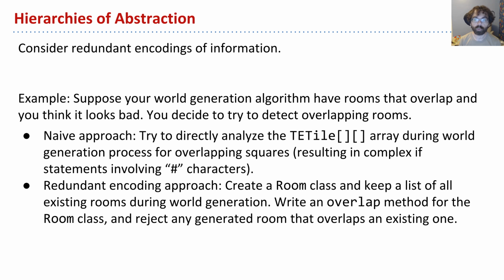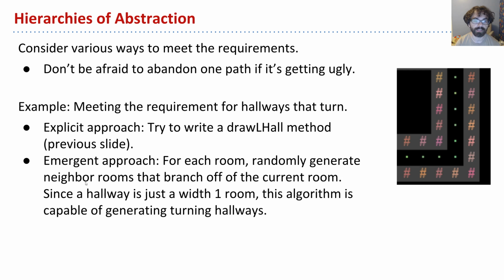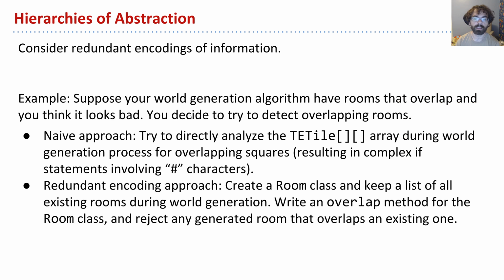So just as you should not feel compelled to stick with the first idea you have and be willing to throw things away, neither should you think that the only way to store information is as a 2D array of TETiles. So an example that came up based on a discussion before lecture today, I had a student saying, hey, our algorithm occasionally makes rooms that overlap. I got these two squares, they overlap, it looks bad. So how do I fix this?